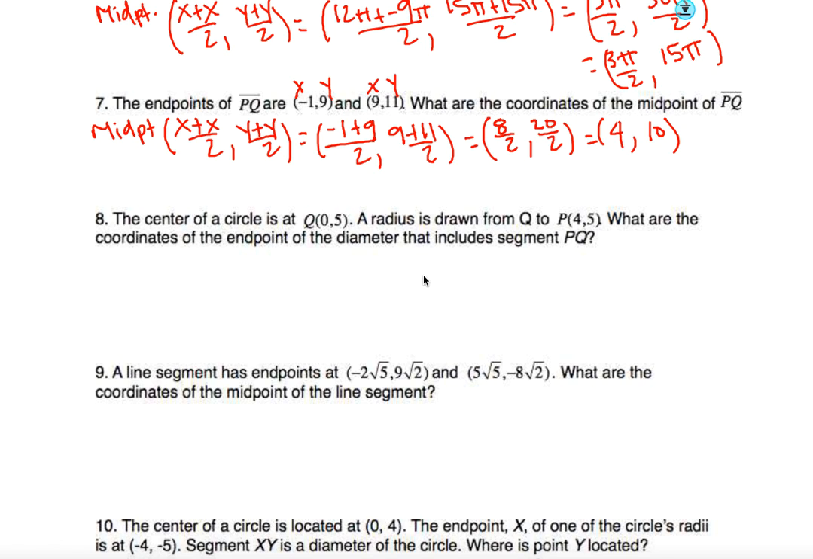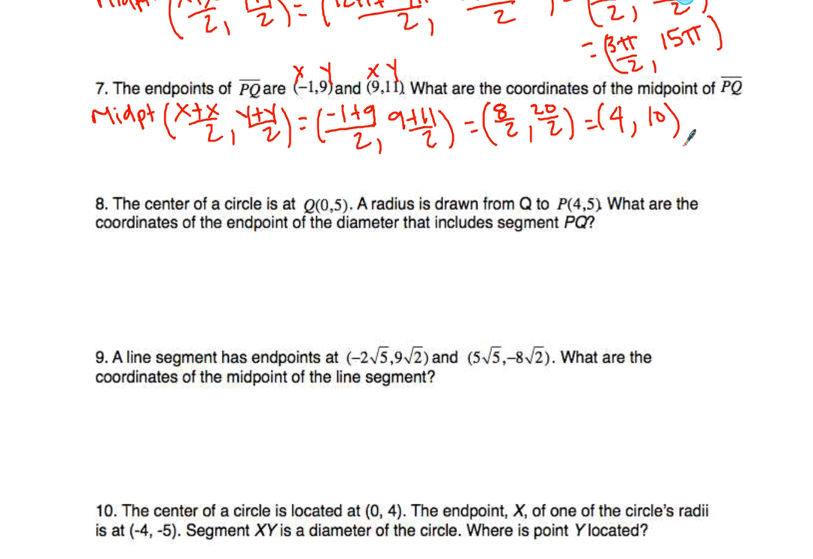On number 8, it says the center of a circle is at Q, which is at 0, 5, and a radius is drawn from Q to P, which is at 4, 5. What are the coordinates of the endpoint of the diameter that includes the segment PQ?